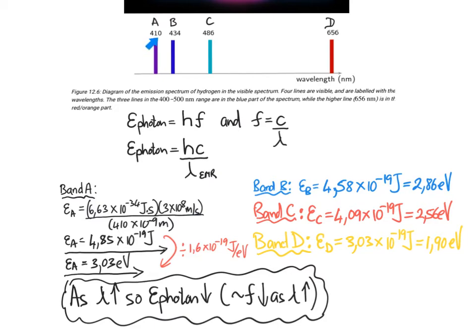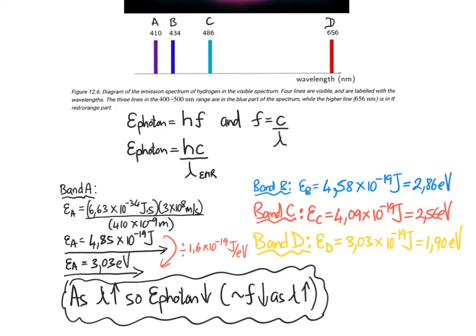The wavelength for that band of light that we see on that emission spectrum is in nanometers, so it's 410 nanometers. Be very careful of units. So for the wavelength of the specific band of EMR, it's 410 times 10 to the minus 9 meters. 1 nanometer is 10 to the minus 9 meters. This gives us a very, very small energy of 4.85 times 10 to the minus 19 joules.